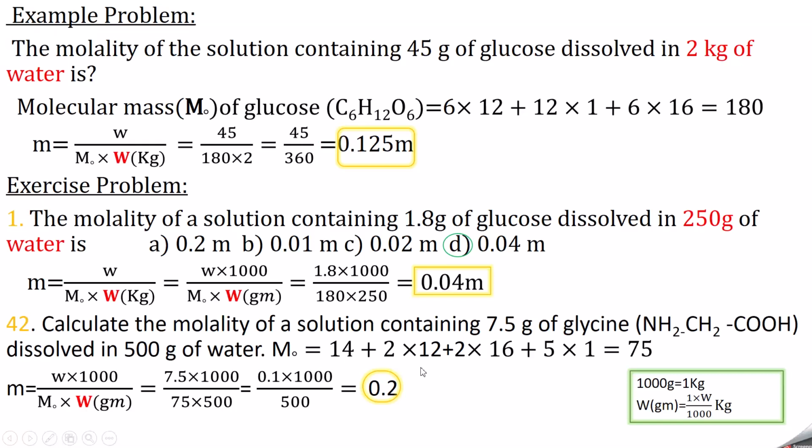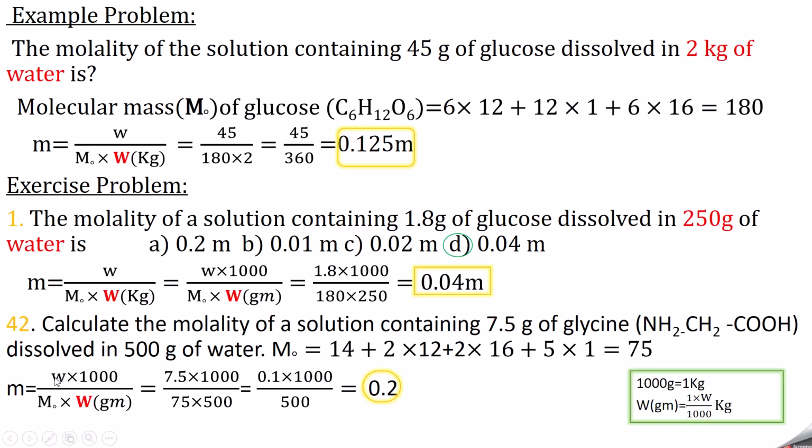So 1 nitrogen, so 14, plus 2 carbon, so 2 into 12, plus 2 oxygen, so 2 into 16, plus 5 hydrogen, so 5 into 1. So when you simplify, you will be getting 75. So now you write the formula. Molality is equal to W into 1000, because you have been given the weight of the solvent in gram. So you multiply the numerator by 1000, divided by M naught into weight of the solvent in gram.